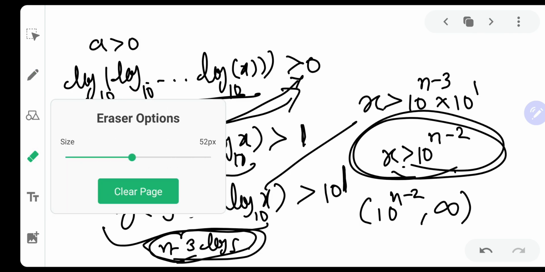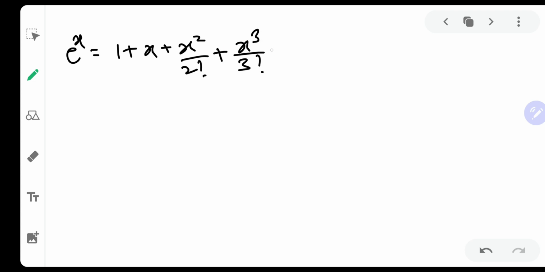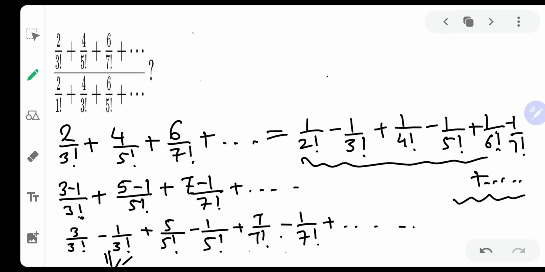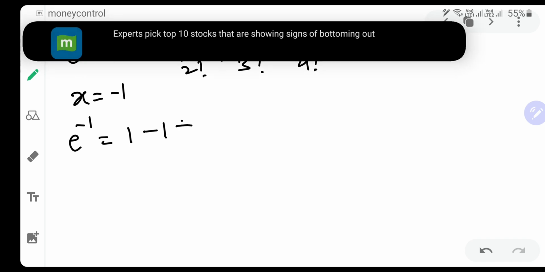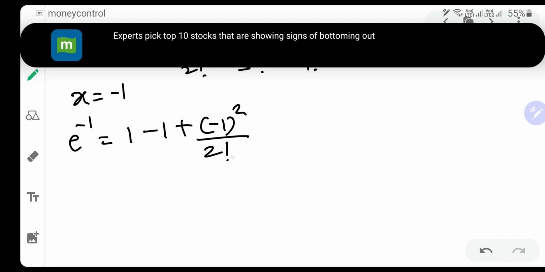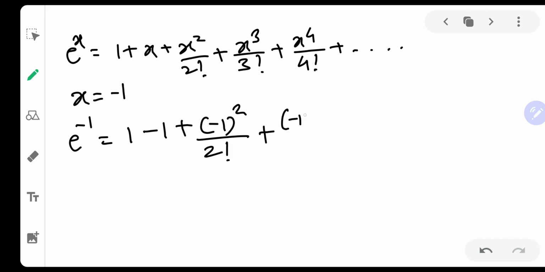There is an expansion for e raised to x, where it can be written as 1 plus x plus x square by 2 factorial plus x cube by 3 factorial plus x raised to 4 by 4 factorial and so on. Now this particular numerator is very close to this particular expansion. How? Let us put x as minus 1. This will be e raised to minus 1, then this will be 1 plus minus 1 plus minus 1 the whole square upon 2 factorial plus minus 1 the whole cube upon 3 factorial plus minus 1 raised to 4 upon 4 factorial and so on.